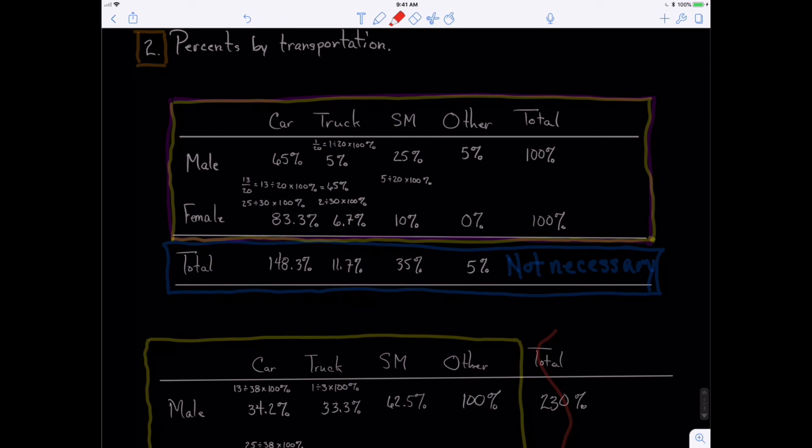All right, that's how we convert tables to percents based on some kind of a classification. In the next video, we're going to understand how we use this information and what it really means. Hope that helps. Thanks for watching.